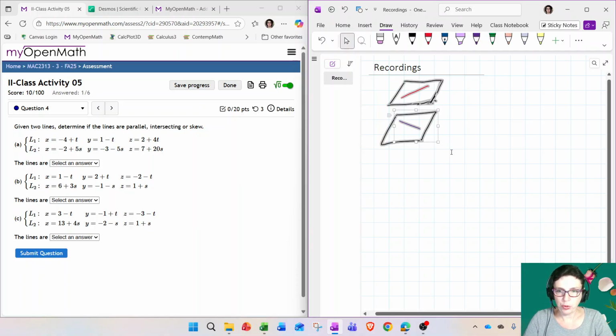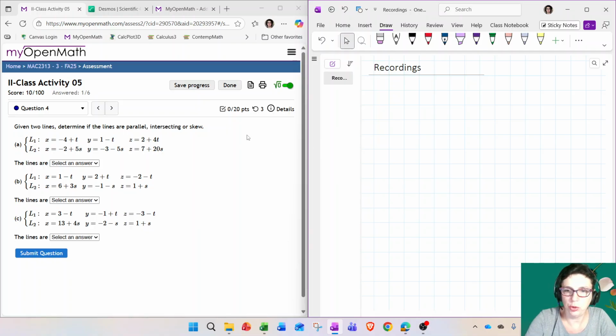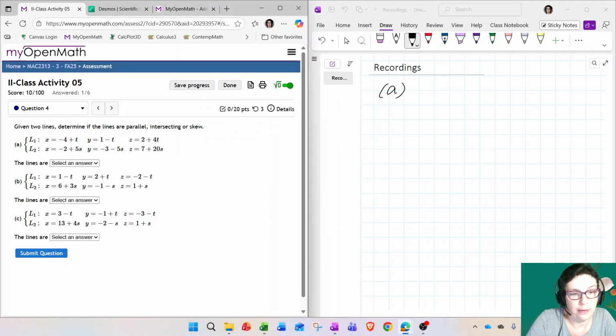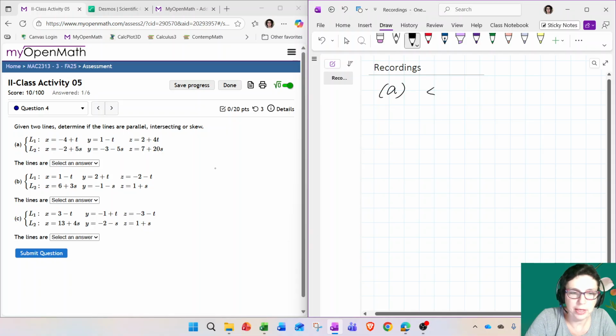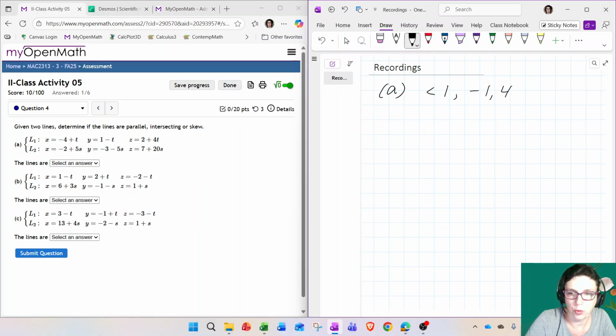All right, so how do we determine that? The first thing you do, let's start with part A: eliminate an easy situation, and that is if the direction vectors are multiples of each other. If that happens, then the lines are parallel and there's nothing you have to do. So to look at the direction vectors, you check the coefficients of t. That would be 1, -1, 4. And then also check the coefficients of the other parameter, which is 5, -5, 20.